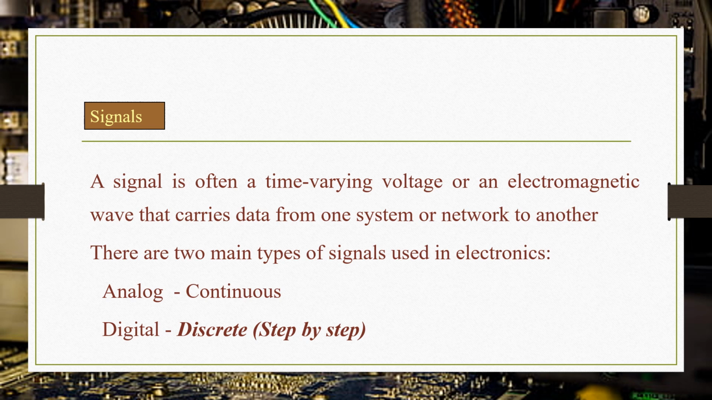Okay, now let's start with signals. A signal is an electromagnetic wave or an electric current or often a time varying voltage which carries information from one system or network to another system. There are two main types of signals used in electronics: analog signals and digital signals. Analog signals are having continuous values, whereas digital signals will have only discrete values.